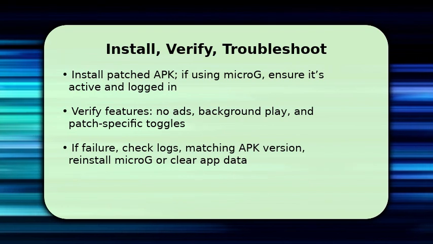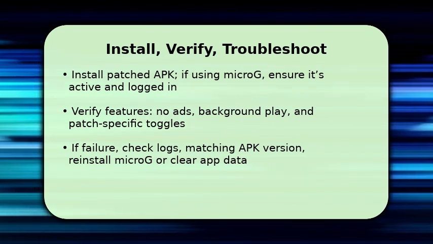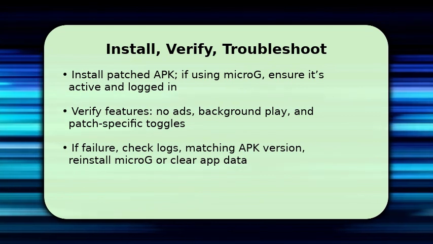If something fails, go back to the manager, read the build and install logs, confirm the exact YouTube APK version used, reinstall Micro G if needed, or clear app data and retry the install.